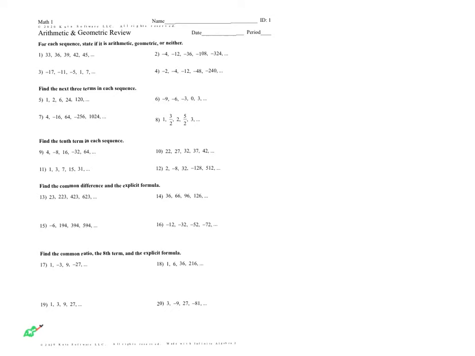I'm going to start off here with number 1. It's wanting us to state whether it's arithmetic, geometric, or neither. Reminder of what this means. Arithmetic is repeated addition. Geometric is repeated multiplication, and neither means it doesn't follow those patterns. It doesn't mean it doesn't have a pattern. It means it's not repeated addition or repeated multiplication.